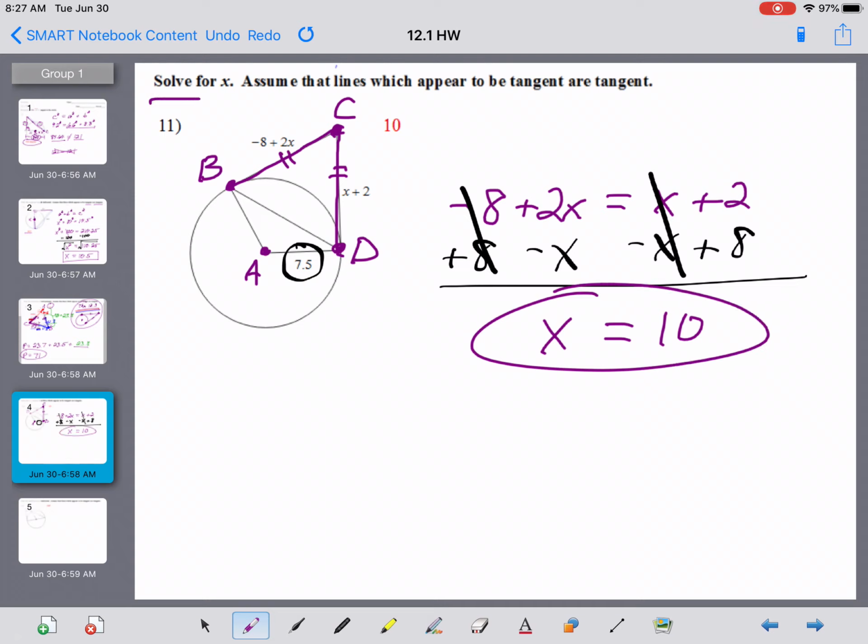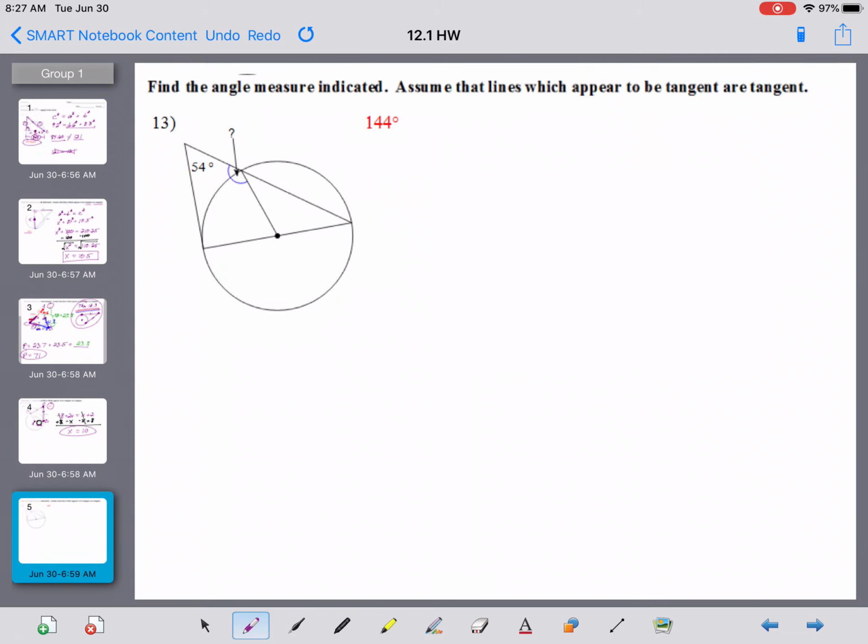And all the directions said to do was to solve for x. So we've got it. As I said, this 7.5 right here really didn't end up being relevant in this problem at all. Okay, number 12 works in pretty much the same way.